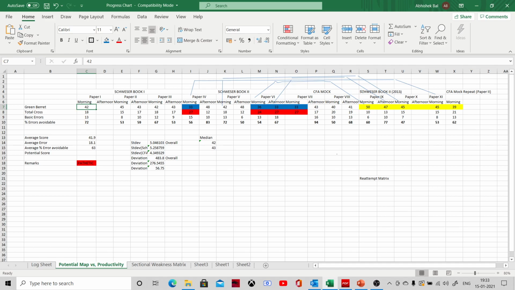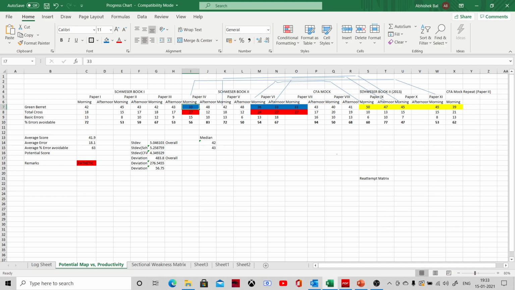scores out here. So morning paper 1 shows us book 1, I've scored 42. Book 2, morning paper 1, 45, 43, and stuff like that. That's just how I've gone. You would also see that I have used some color codes, especially the deep blue. Why has it been marked deep blue? Because the score has been less than 70%.